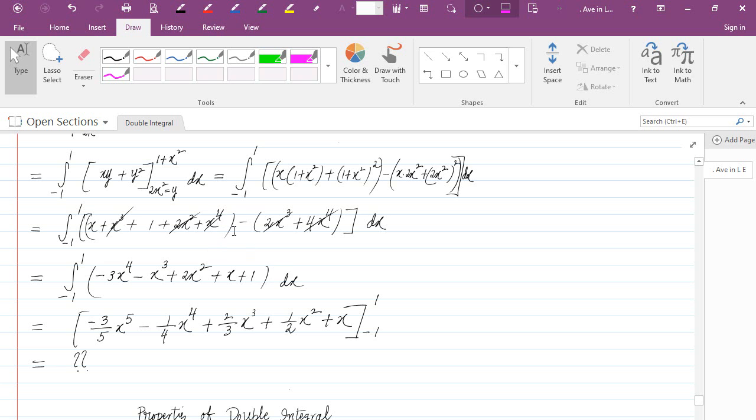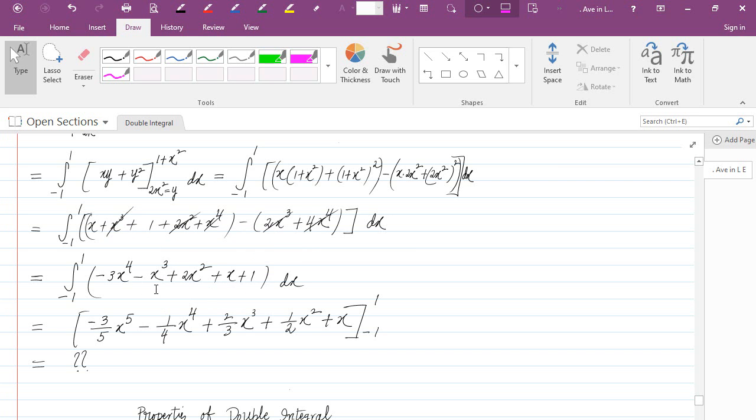This gives us -3x to the 4 with this negative here. We get a -2x cubed and a positive x cubed here, so that's -x cubed. We get 2x squared here. We get x here and 1 here.